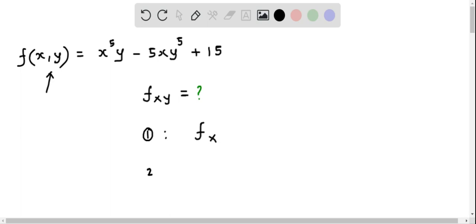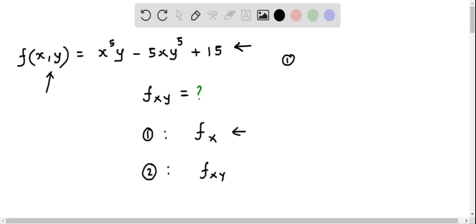And then in step 2, we have to consider this f_x, and do the partial derivative of f_x with respect to y. And this will give us f_xy. So let's do step 1. I'm going to do the partial derivative of this function f(x, y) with respect to x.